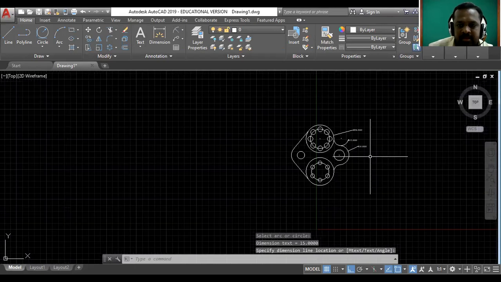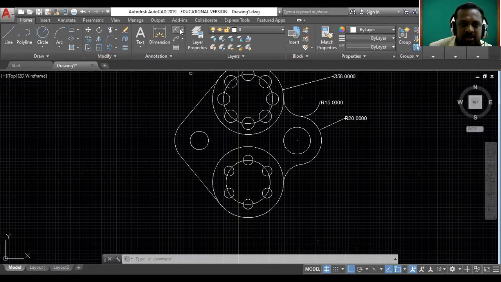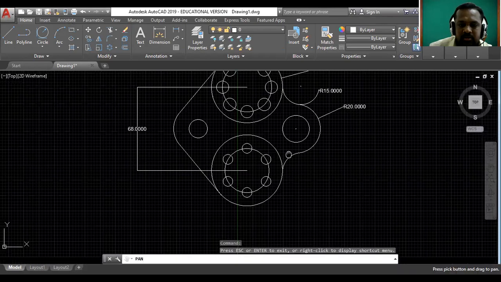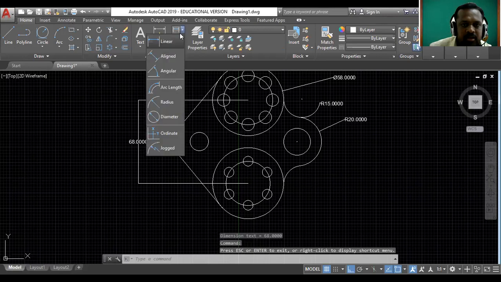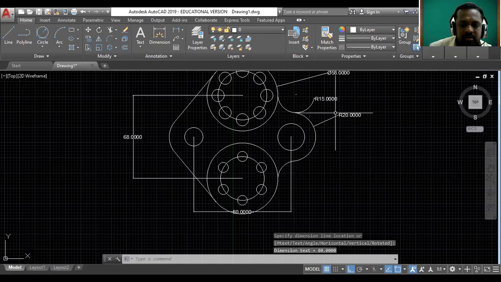Then select the linear distance from this point to this point. This is the 68. And again, the linear distance, this point to this point, it will be the 80.